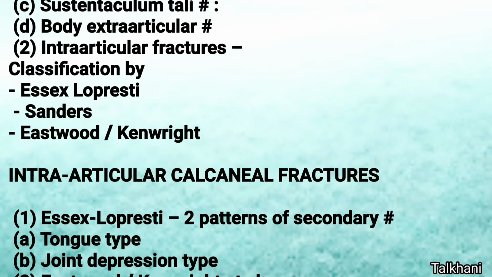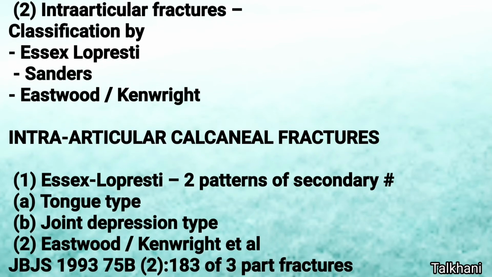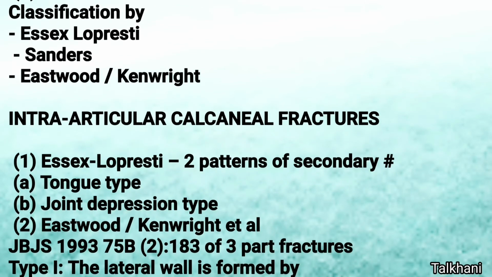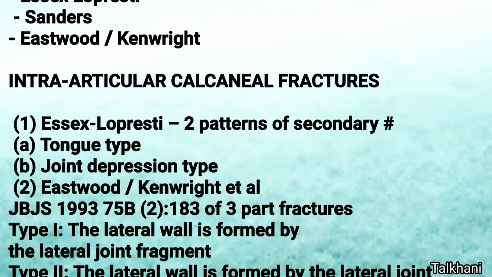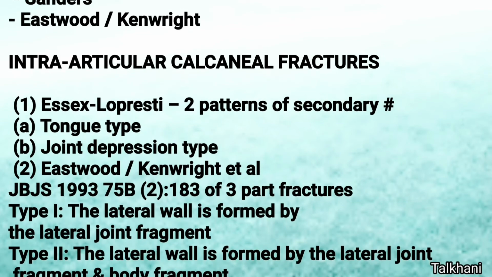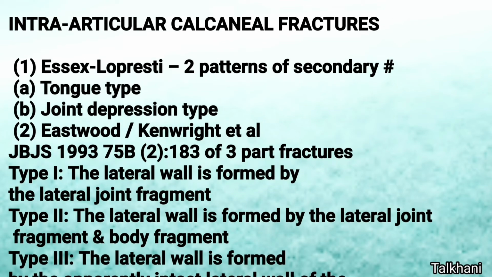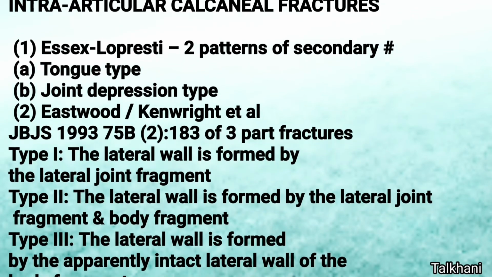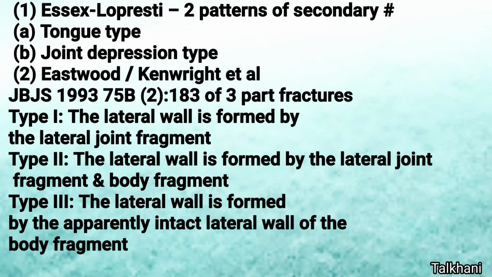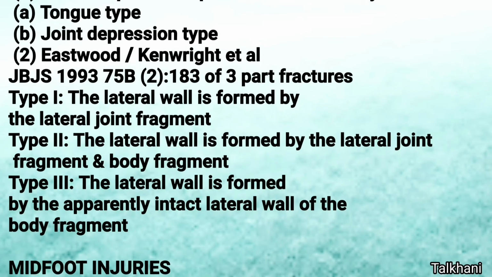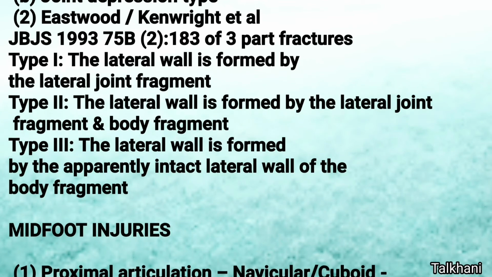Intra-articular calcaneal fractures. Number 1, Essex-Lopresti has described 2 patterns of secondary fractures, tongue type and joint depression type. Number 2, Eastwood and Kenwright in JBJS 1993 have described 3-part fractures. Type 1, the lateral wall is formed by the lateral joint fragment. Type 2, lateral wall is formed by the lateral joint fragment and talar body fragment. Type 3, where lateral wall is formed by apparently intact lateral wall of the body fragment on its own.